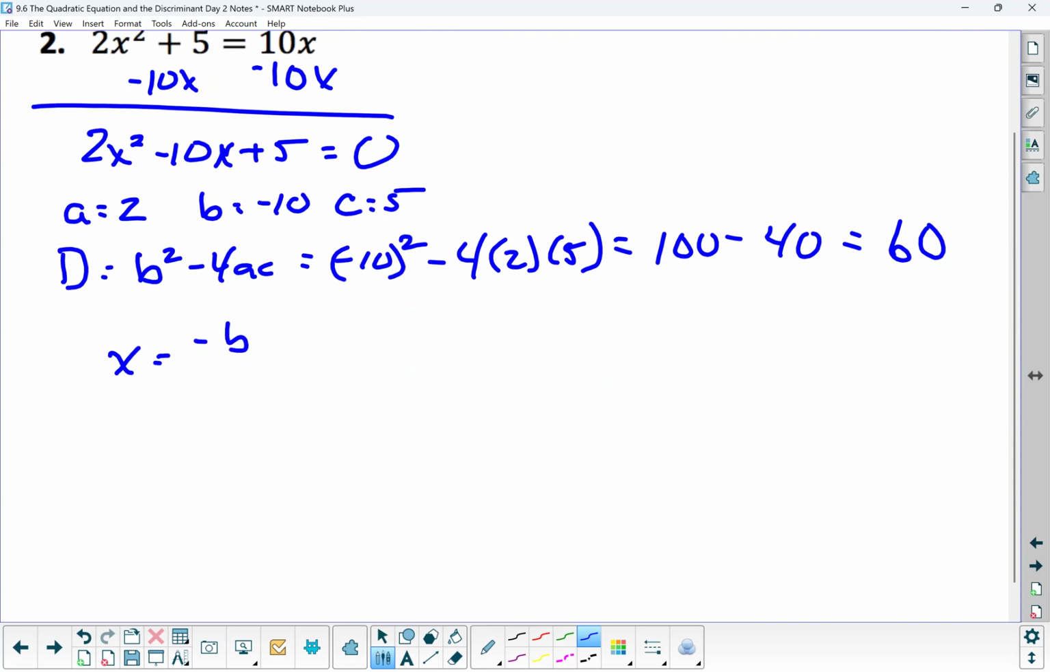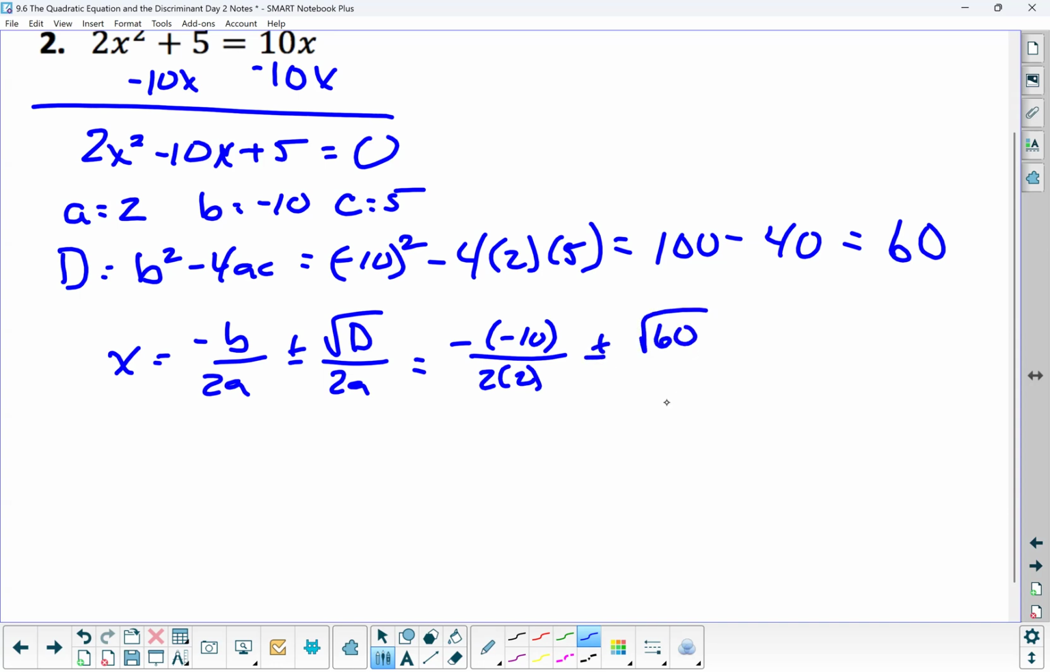Opposite of b over 2a plus or minus the square root of d over 2a. The opposite of negative 10 over 2 times 2 plus or minus the square root of 60 over 2 times 2. So the opposite of negative 10 is positive 10. 2 times 2 is 4.